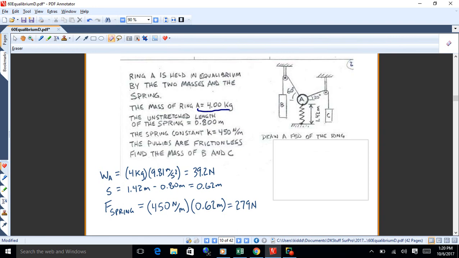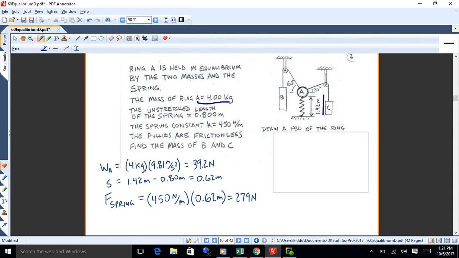Then I'll find the stretch in the spring. The spring is 1.42 meters long, but the unstretched length of the spring, if it's just laying on the table with no load on it, is 0.8 meters long. So the stretch in the spring is the difference between those two things. It's 0.62 meters. When I'm calculating spring forces, I use the amount of stretch or compression, not the length, but how much the spring is stretched or compressed. And then I'll factor that up by the spring constant, the 450 newtons per meter, and I'll get 279 newtons.